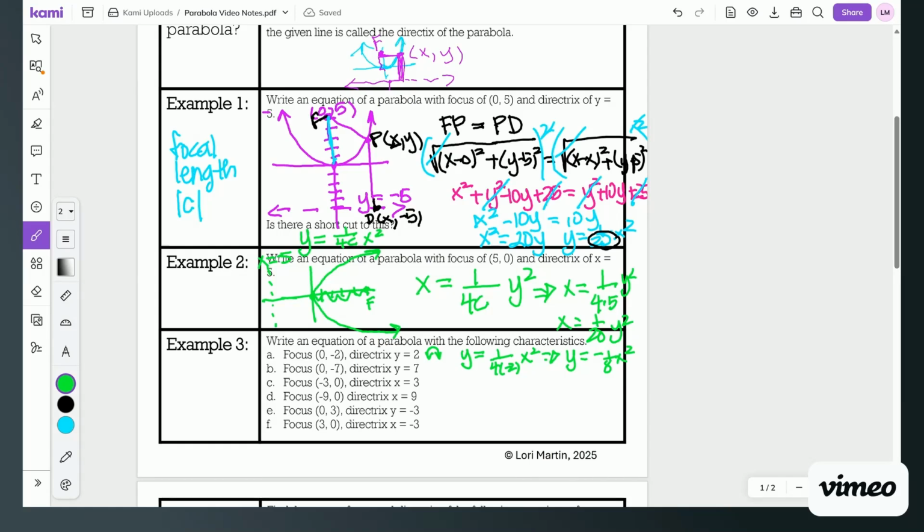On E, the focus at 0, 3, directrix at y equals negative 3. My equation is y equals 1/12 x squared. And then on F, x equals 1/12 y squared.